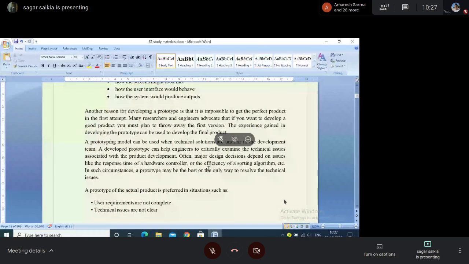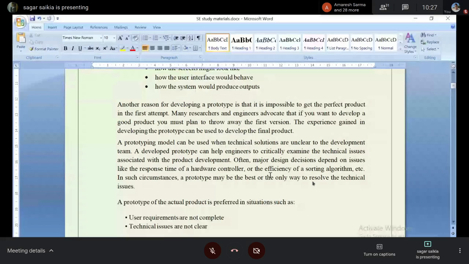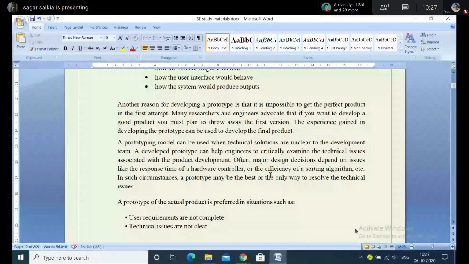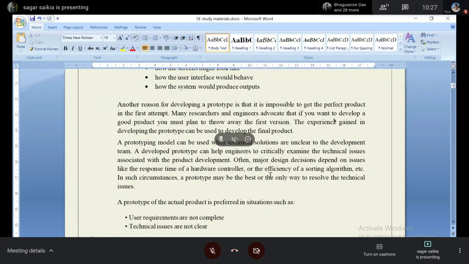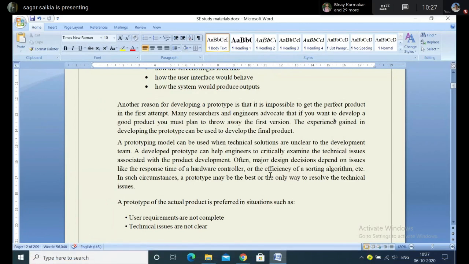It is seen that most of the time, the major design decisions and challenges in the design phase are about the following: what will be the response time of a hardware controller for a particular heavy software, how long will the hardware be able to support it, and the efficiency of the algorithm being used. All these considerations are taken very strongly in the prototyping model.